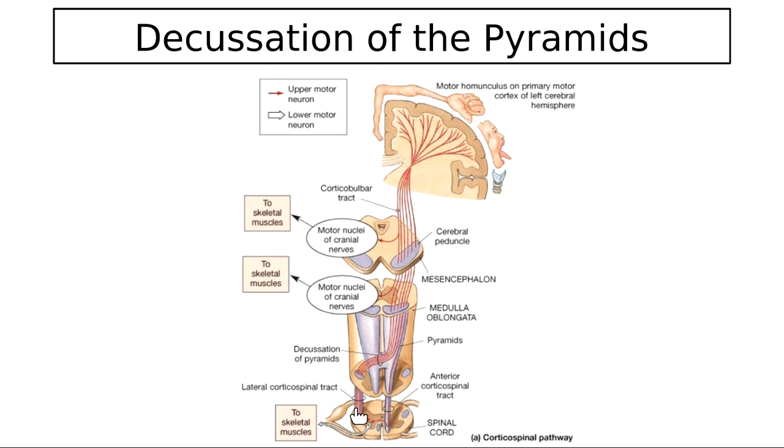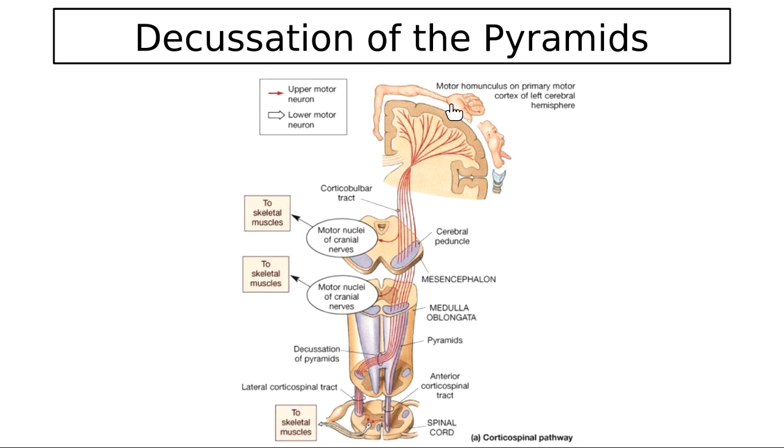And that's called the decussation of the pyramids. And there it is right there, decussation of the pyramids. So when someone has a stroke on the right side of the brain, let's say, it affects the left side of the body because these motor neurons from the motor areas mapped out on your brain are going down and they're crossing over to the opposite side in the medulla at the decussation.